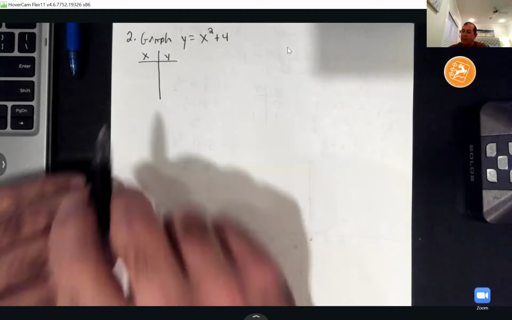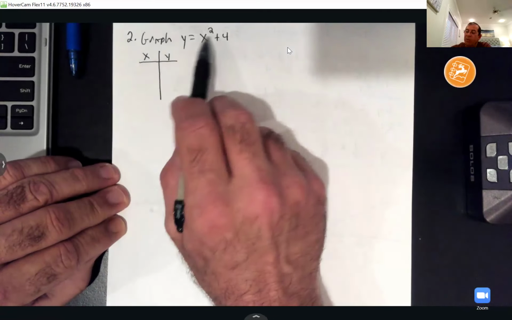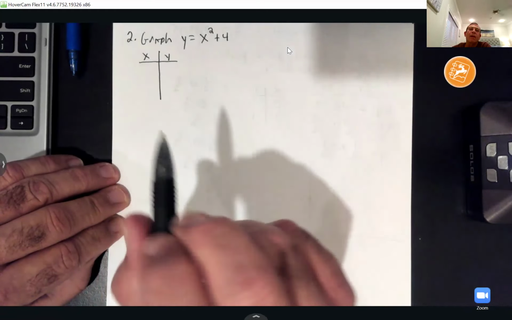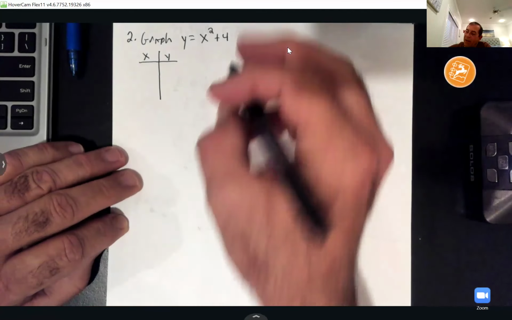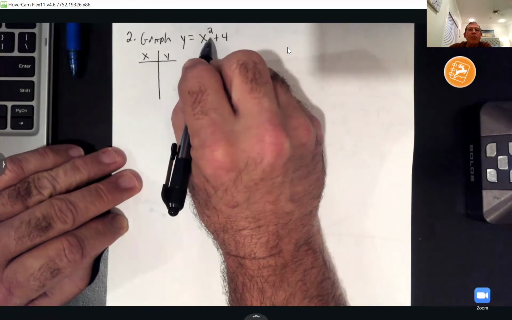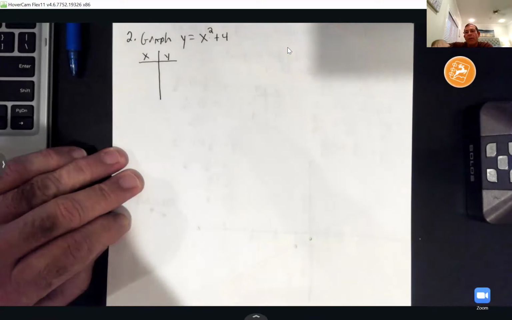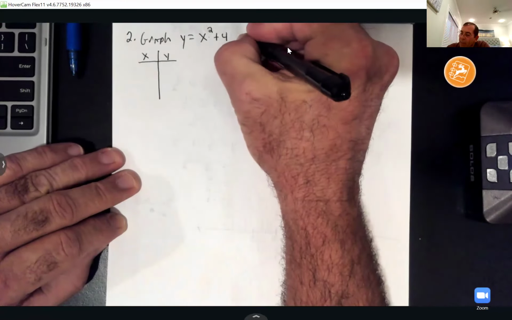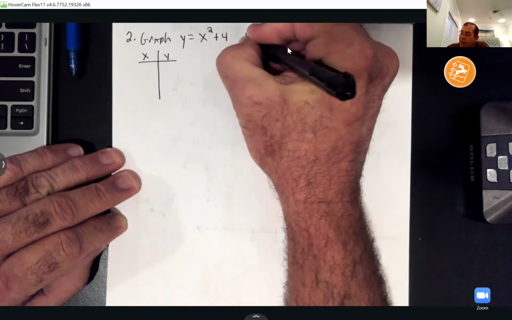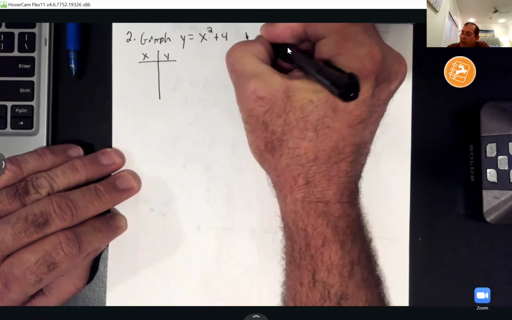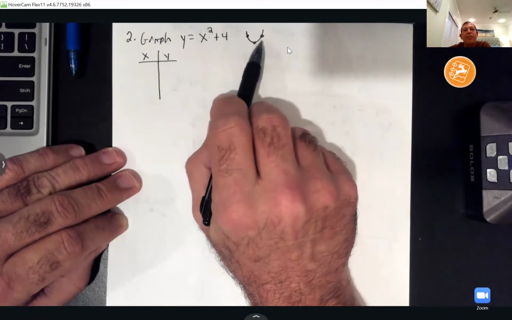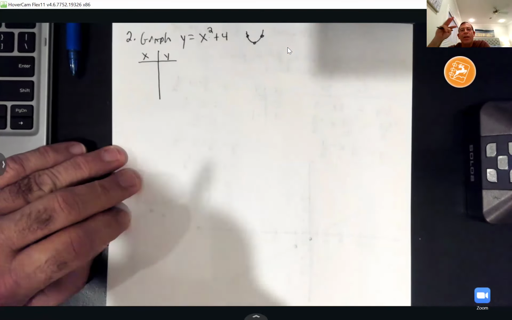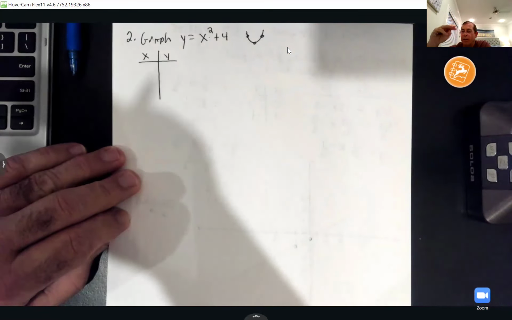So that means I can get my x values, plug it in, and then come up with my y values. Now remember, this is a parabola. It's going to be the U-shaped graph. Okay? And that graph has 3 dots on it, which means we need 3 points to plot it.